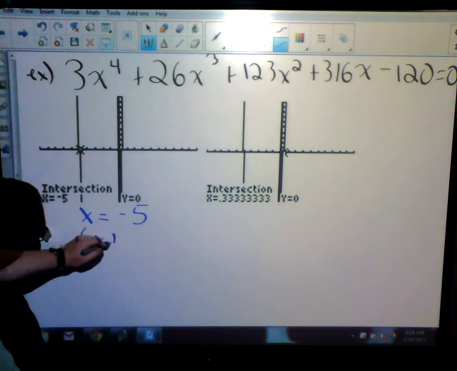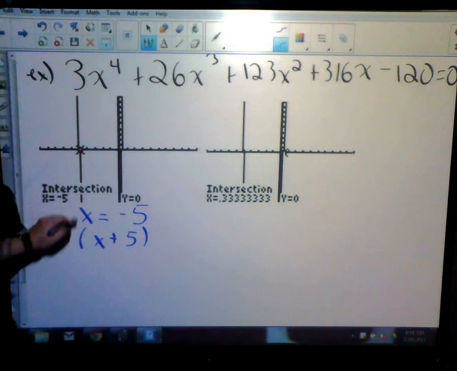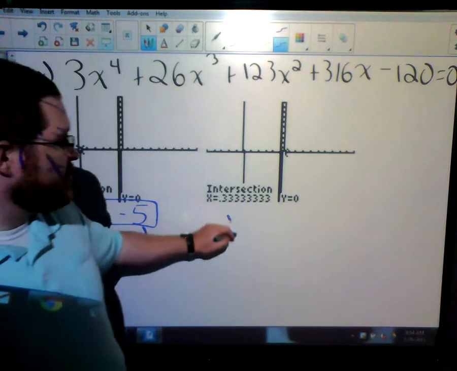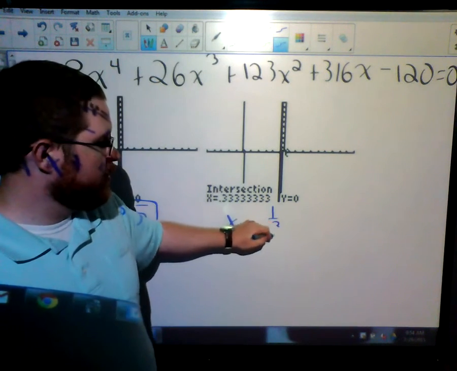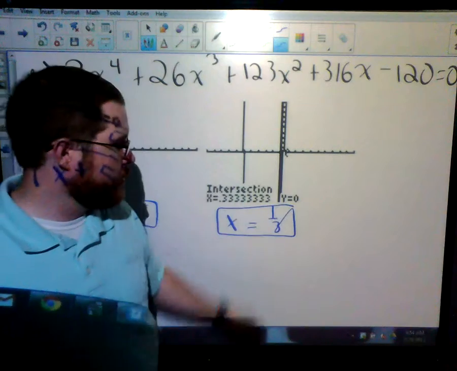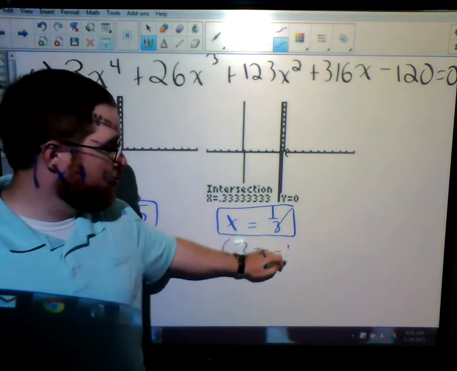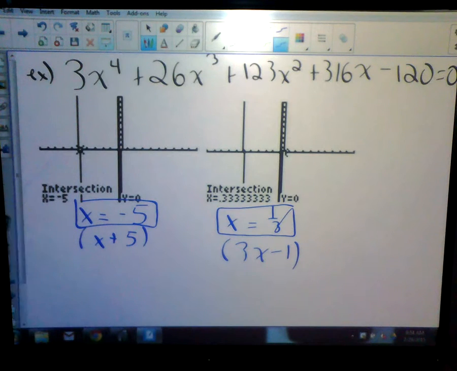That factor is x plus 5. So x equals negative 5 is an answer. This is x equals 1/3. 0.3 repeating is 1/3. That is 3x minus 1 as a factor. We have to divide both of them out.